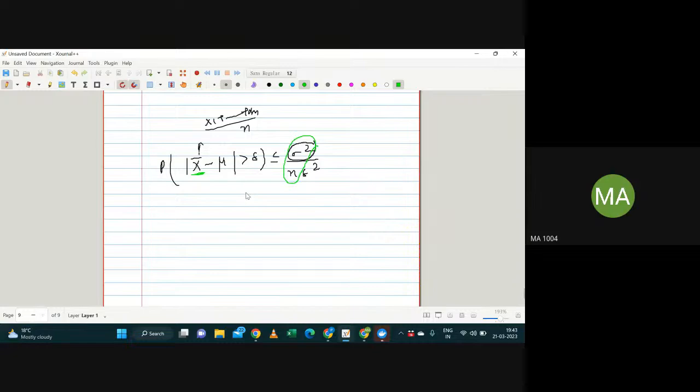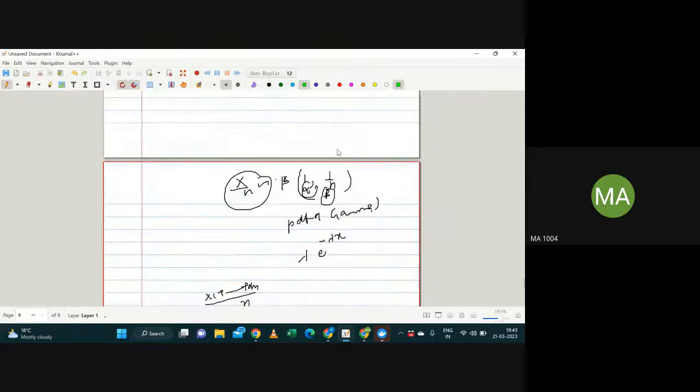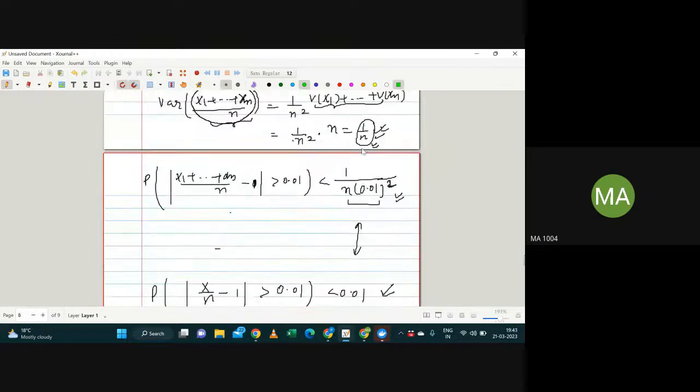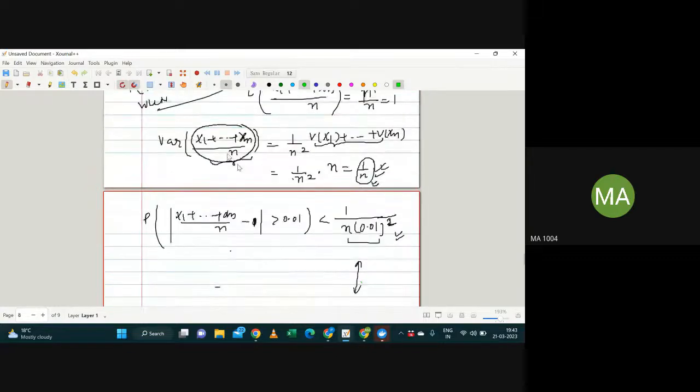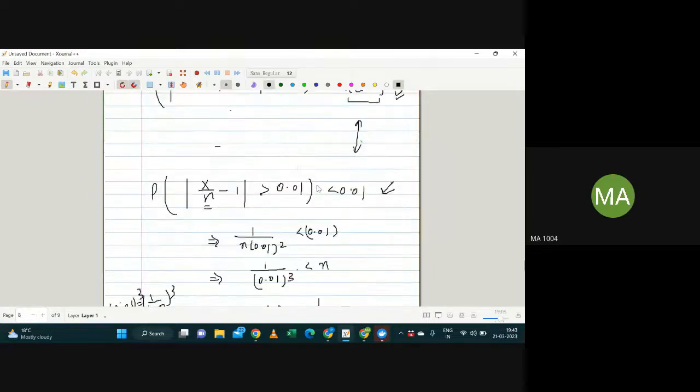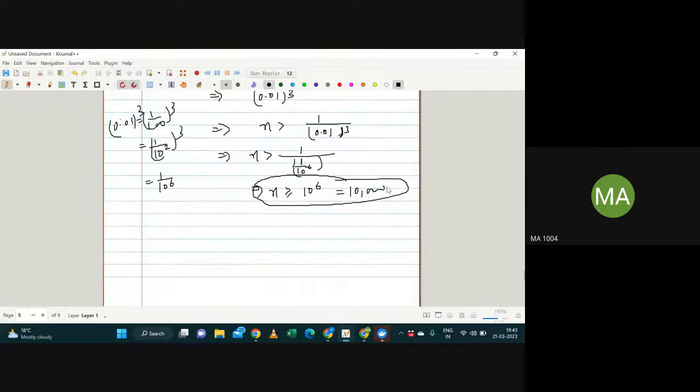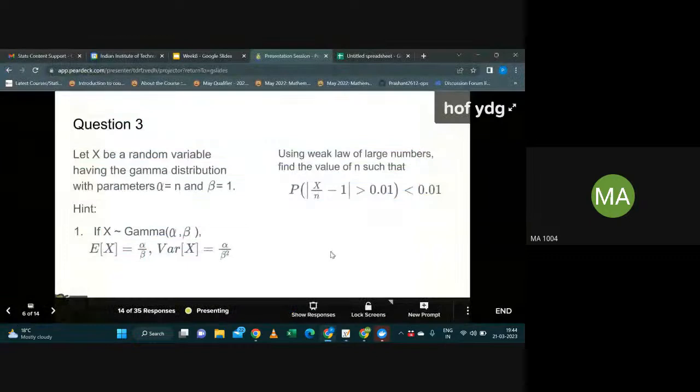Okay, so be clear with it. In this question, either I can put the value of sigma square directly, which is 1, since the variance of each xi is 1, or else I can find the variance of x1 plus xn divided by n. At the end I will again get 1 by n. So by either method you will get the same values. It will be 10 lakh something. Okay, it is clear for everyone.